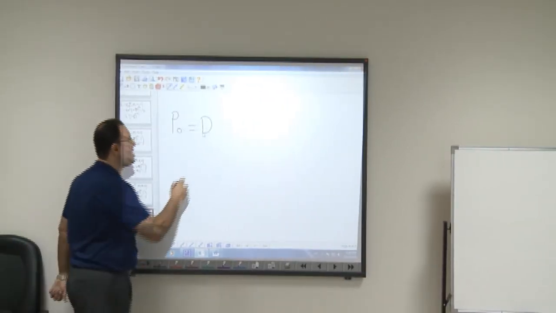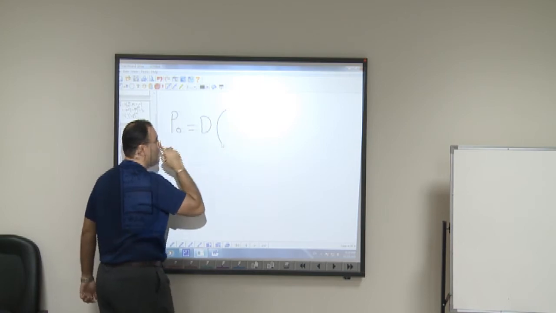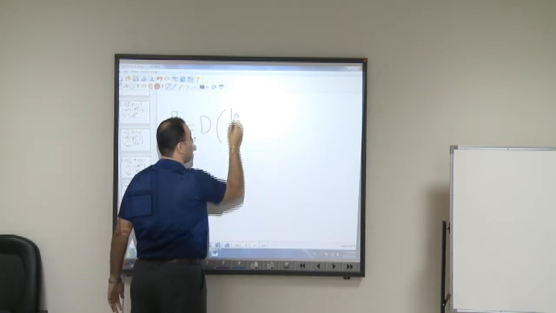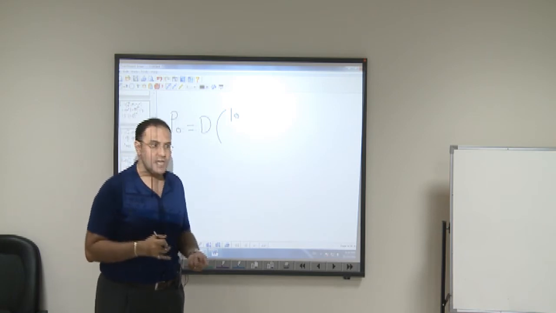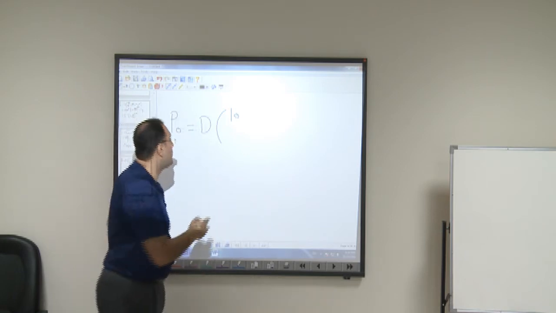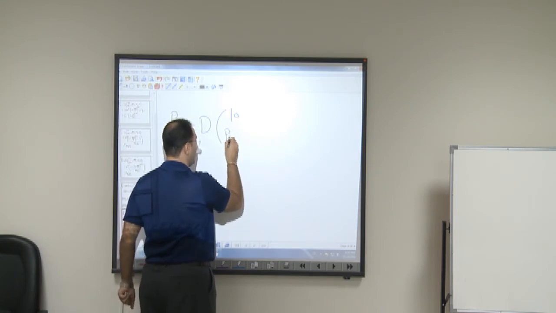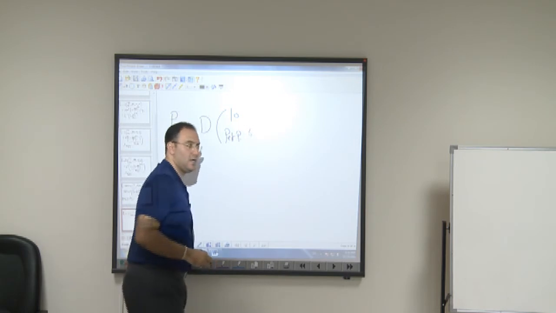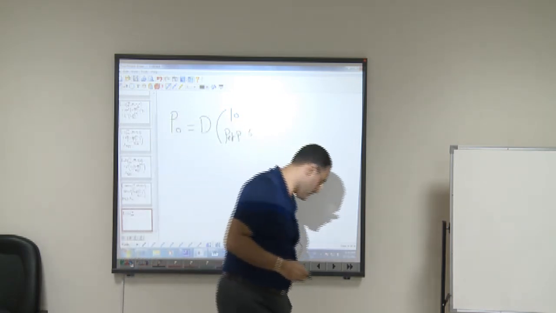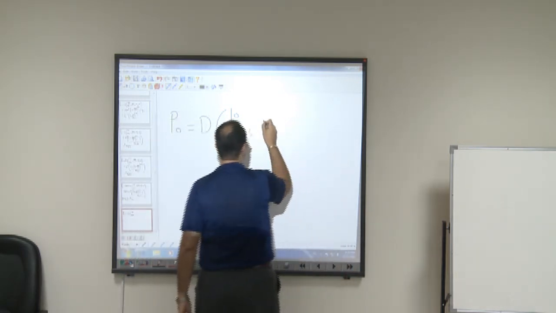So P0 equals D of what? $10, right? And what are those? Those are not a single sum. Those are not an annuity. Those are a perpetuity, right? R is how much? 8%.